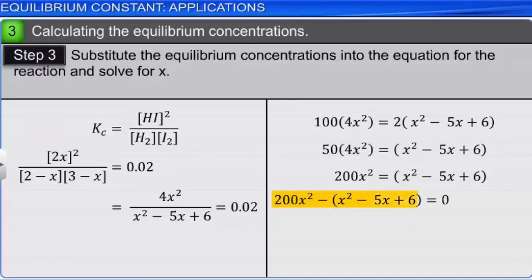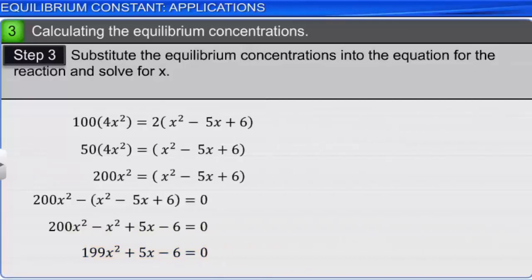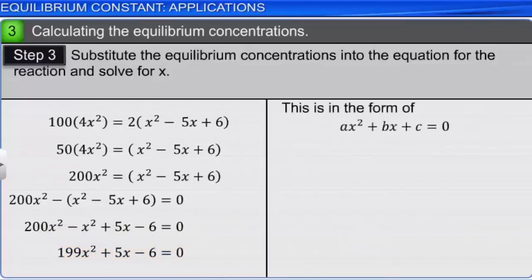This becomes equal to 200x square minus x square plus 5x minus 6 is equal to 0. This is equal to 199x square plus 5x minus 6 is equal to 0. This is in the form of a quadratic equation, ax square plus bx plus c is equal to 0. In this equation, a is equal to 199, b is equal to 5 and c is equal to minus 6.